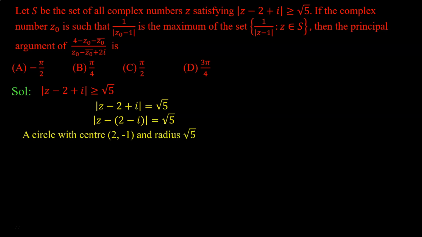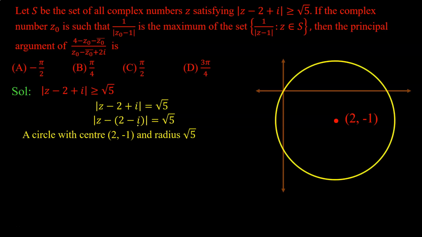Let us draw the diagram and see it once on the Argand plane. So this is the x-axis, y-axis, the Argand plane. The center of the circle is 2 comma minus 1 and the radius is root 5. That means the circle passes through the origin as well, because if you take 0 comma 0, the distance is root over 4 plus 1, root 5. So the circle will be something like this.